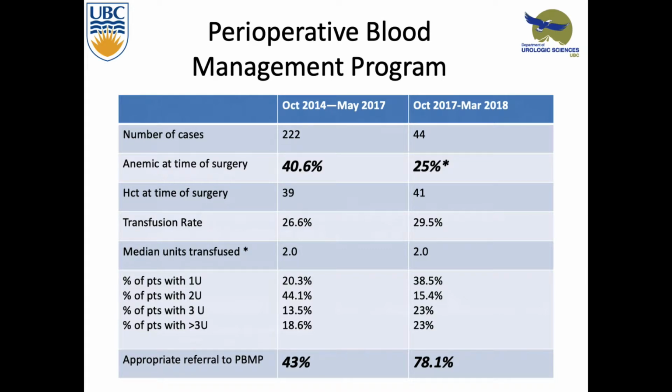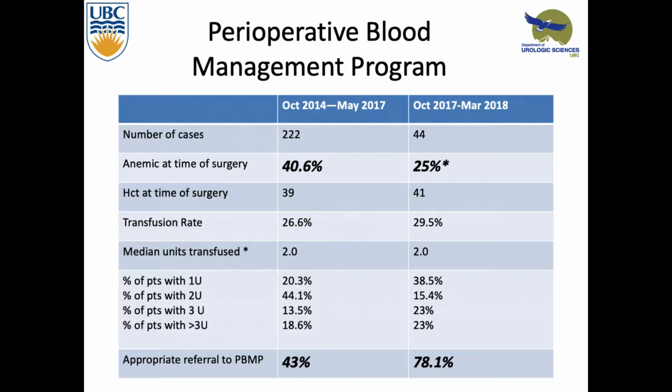So if we look at transfusion rates here, between October 2014 and May 2017, there was 222 patients that went through surgery between those periods. 40.6% were anemic, and the average hematocrit was 39. There was a 26.6% transfusion rate. The mean was 2 units transfused. And if you take a look, not very many patients got 1 unit, 20%. Most got 2, 3, or 4 units.